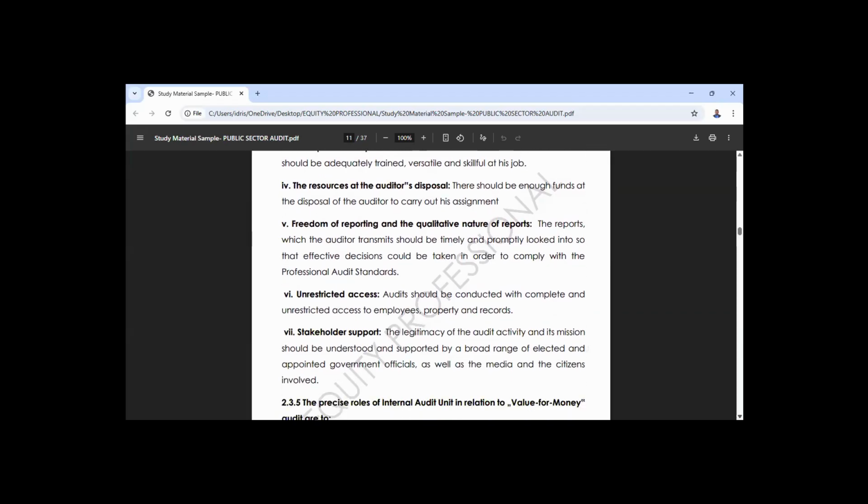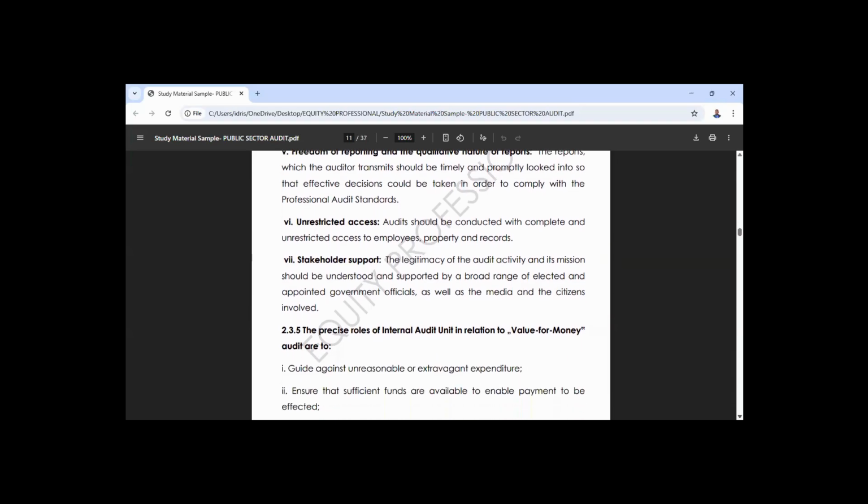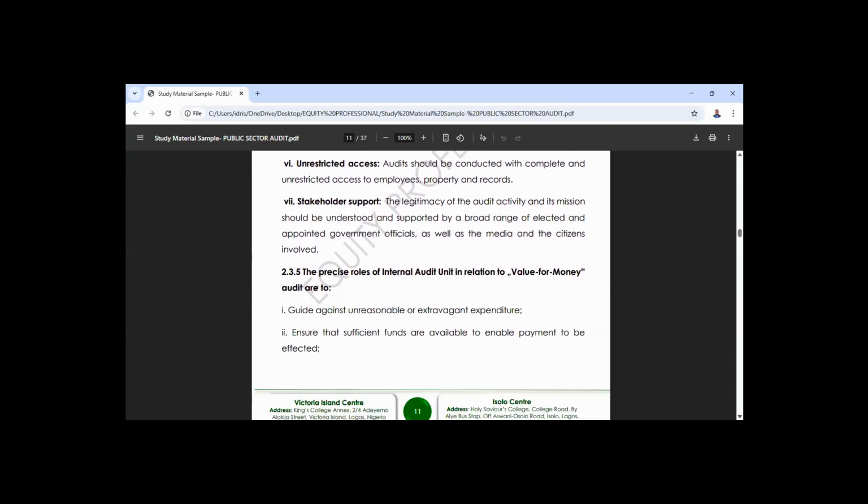Unrestricted access to records too will contribute to an effective value for money audit. Stakeholder support too will also contribute to an effective value for money audit. So these are the factors contributing to an effective value for money audit.